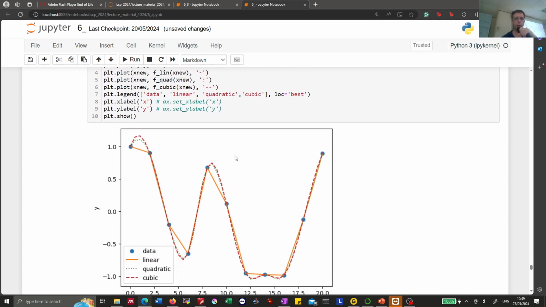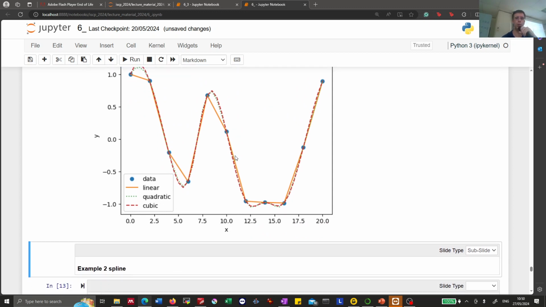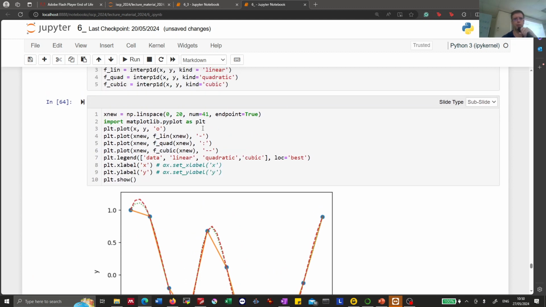Okay, so what do we have? We have the data points, blue dots. The blue dots now connect, or are connected, I should say, between our interpolations. We have a linear one, that's the orange curve. And we see, oh, there are big mistakes. Then we see the quadratic fit, well, that looks a little bit more like it. And then the cubic fit, that looks like the smoothest of all.